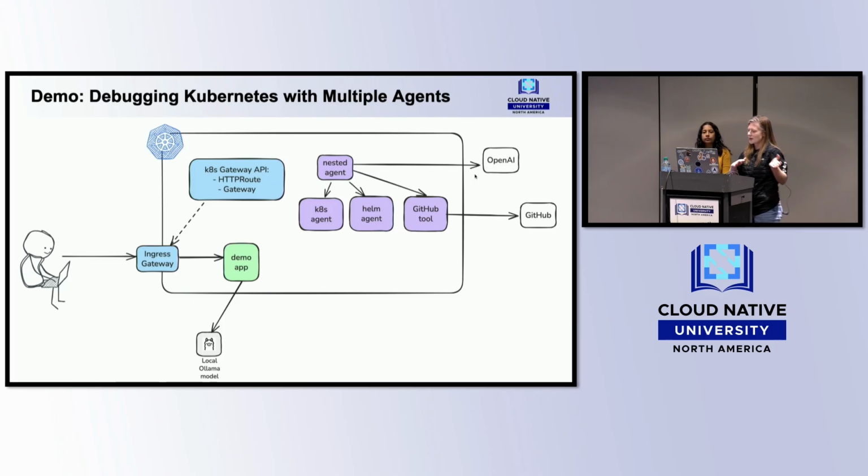So we're going to go back to our demo environment, but this time we're going to apply a nested agent using YAML. And that nested agent is going to have a K8s agent. So this is not a tool. It's going to be like a separate agent that's responsible for doing Kubernetes actions, and a Helm agent that's responsible for answering Helm questions, and then a GitHub MCP server example just to show off the MCP server part.